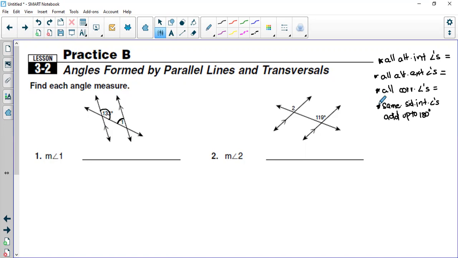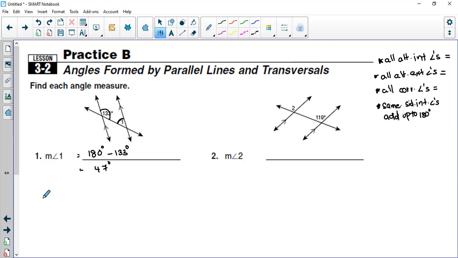So what's the rule for same-sided interior angles? The theorem says same-sided interior angles add up to 180 degrees. So one of the angles is 133. How do you find the other angle? Simply, we can say measure of angle 1 is equal to 180 degrees minus 133 degrees. So that would give us 47 degrees.